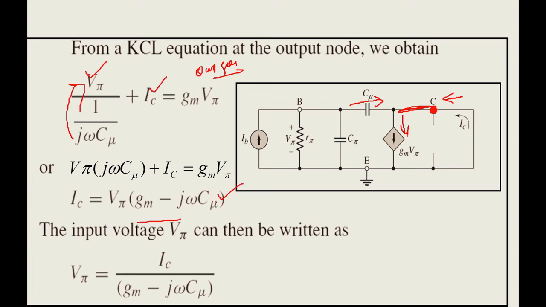I hope you are clear. From here, what I am going to do is find V pi. So just rearrange the equation. V pi equals IC, you bring this term down. So V pi equals IC divided by gm minus j omega C mu. I hope up to this you are clear.